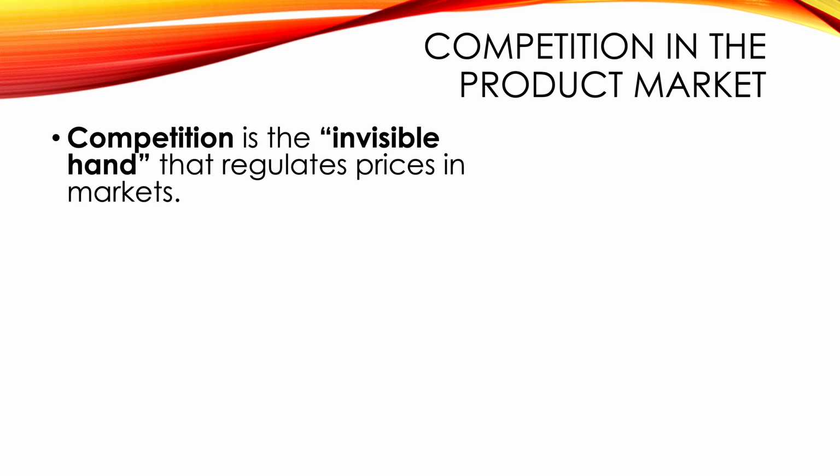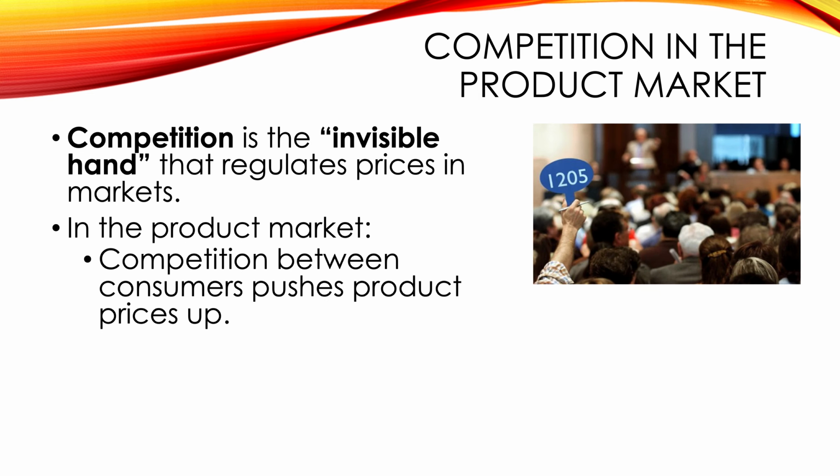So think about why. Let's say we're looking at the product market. Let's talk competition in the product market. In the product market, you've got competition between consumers. So think about an auction, if you will. One person says, I'll pay $10. Another person who also wants that product, and there's not enough for everybody, says, I'll pay $20. And they're bidding the price up. So when buyers compete to get something, prices get pushed upwards.